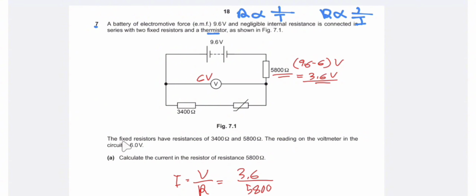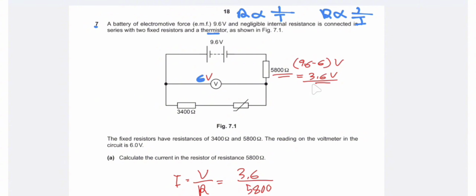The fixed resistors have resistance 3400 ohm and 5800 ohm. The reading on the voltmeter in the circuit is 6 volt. So the voltmeter reading is 6 volt, and we have been given the resistances. Calculate the current in the resistor of resistance 5800 ohm. So we need to find the value of current. What is the value of current?